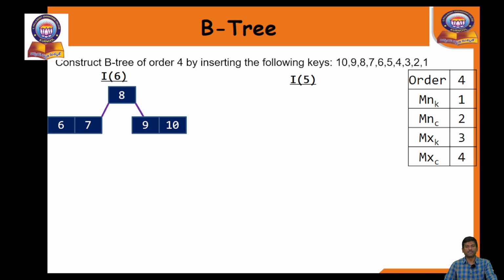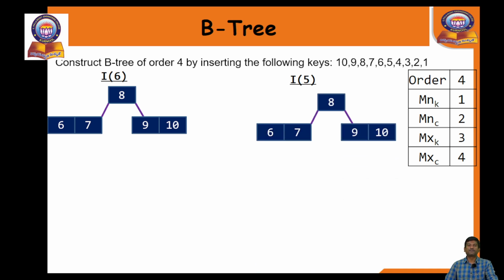So 6 can be placed, and insert 5. So where does 5 have to be inserted? The 5 has to be inserted to the left of the key 6. So check whether it violates the maximum allowable keys. It does not exceed, because 3 keys can be stored in the node. So key 5 is stored to the left of the key 6.